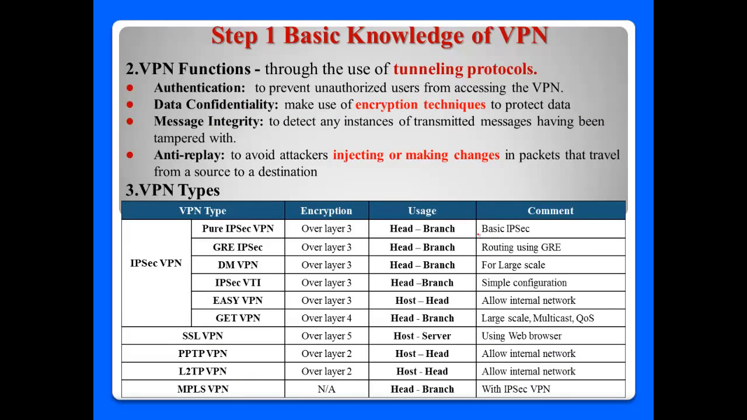Number 2, VPN functions. Normally VPN supports tunneling protocols. Using this kind of tunneling protocol, VPN can support authentication, data confidentiality, message integrity, and anti-replay. Authentication means preventing unauthorized users from accessing the VPN. Without authentication, other users cannot access the VPN.